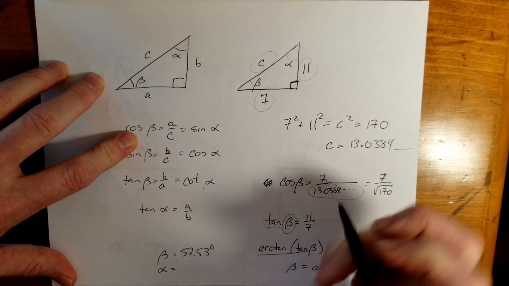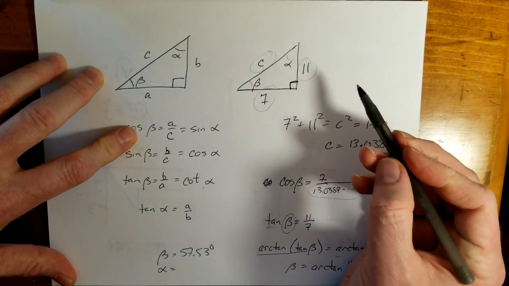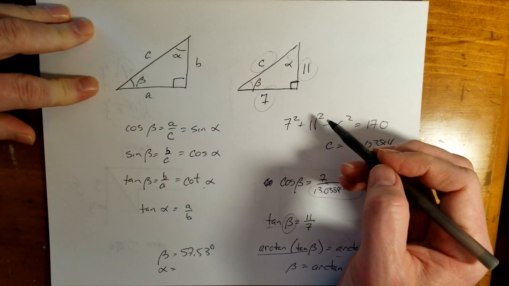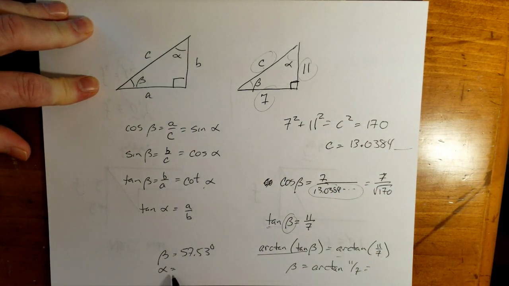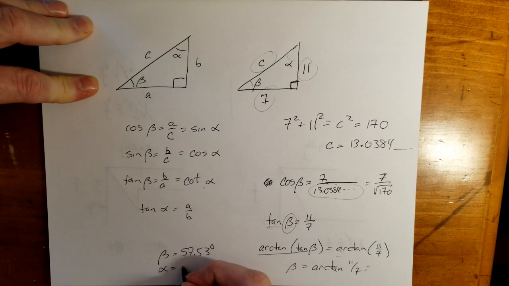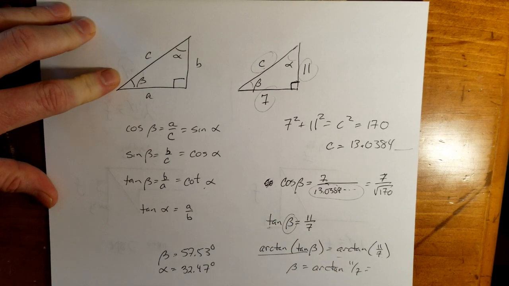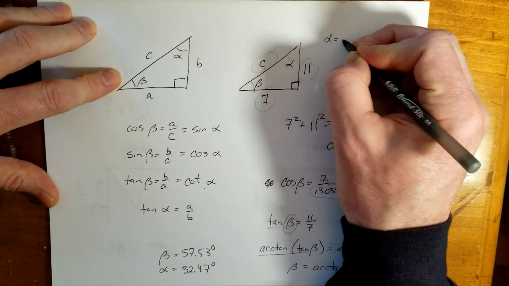Alpha is the complement of it because I know that angles have to add up to 180 degrees in Euclidean geometry and for everything that you will be doing, unless you start getting into curved space and time. And so alpha will be the complement of that. So that makes this 32.47 degrees.